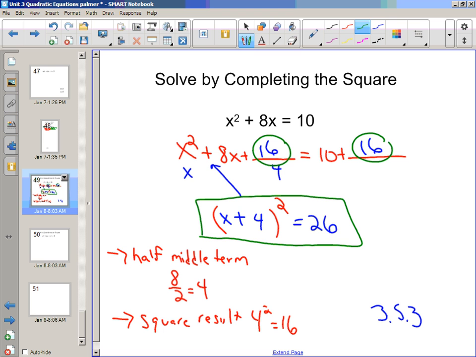So if you feel comfortable with this idea of how to find the number to make it a perfect square, take half the middle term, then square that and add that to both sides, and then you're able to put it, at least go this far, to put it in this form, you should be ready to take the quiz on 3.5.3.